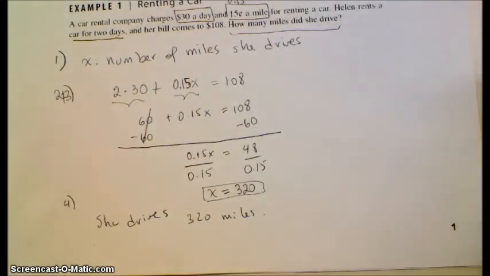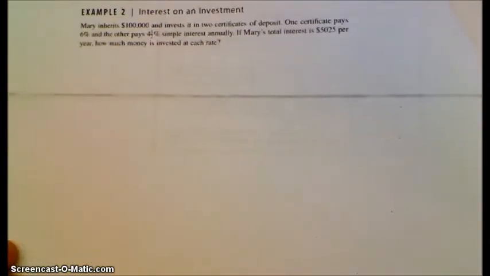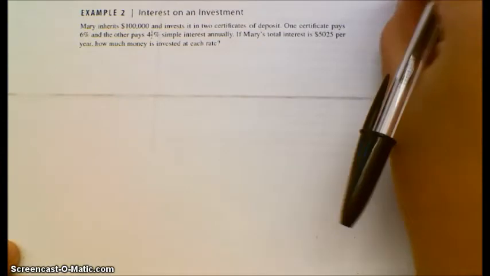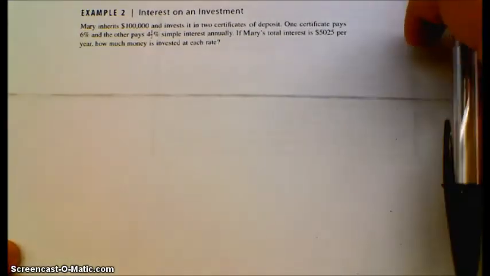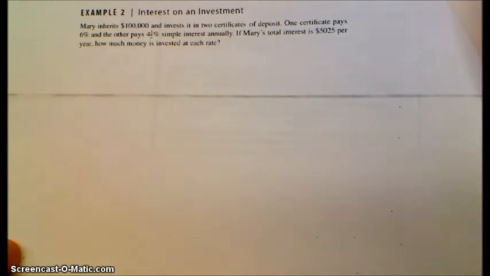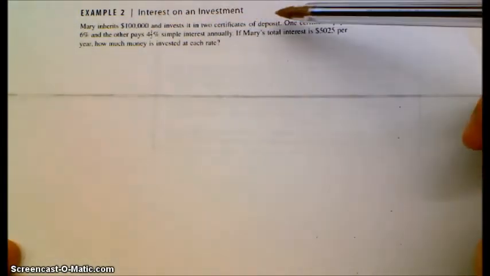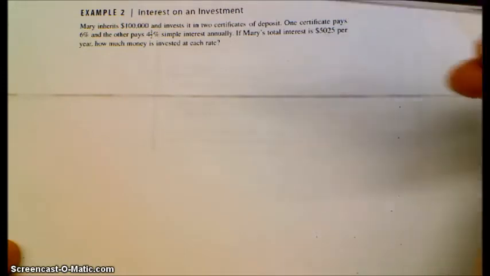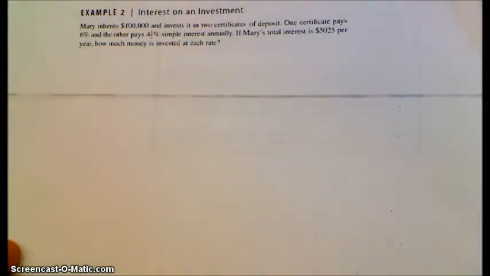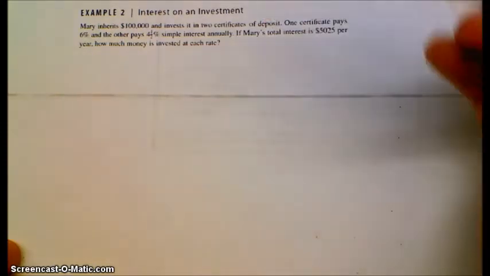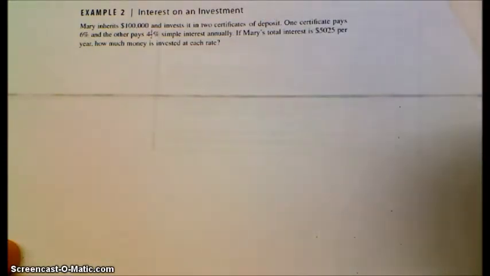Okay, so let's get ready for example 2. With example 2, we have to jot down some ideas before writing the equation. So in this case, it is necessary for you to translate before you set up the equation. So it says Mary inherits $100,000 and invests in 2 certificates of deposit. One certificate pays 6% and the other pays 4.5% simple interest annually. If Mary's total interest is $5,025 per year, how much money is invested at each rate?